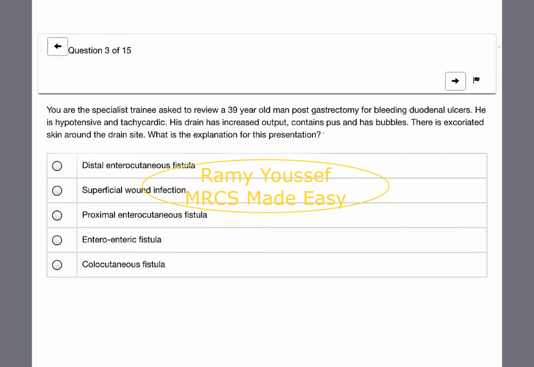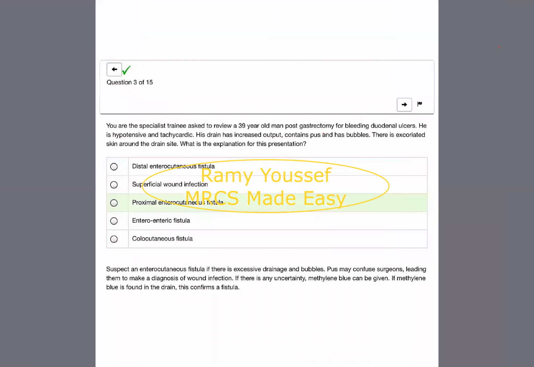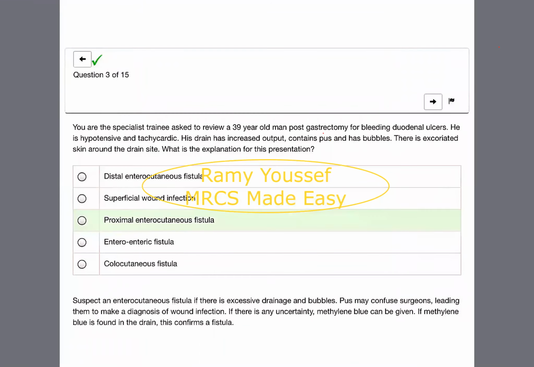I'm not sure, really. Proximal. Proximal before the ligament of Treitz. This is a gastrectomy, so it is proximal. So yes, the patient is toxic.